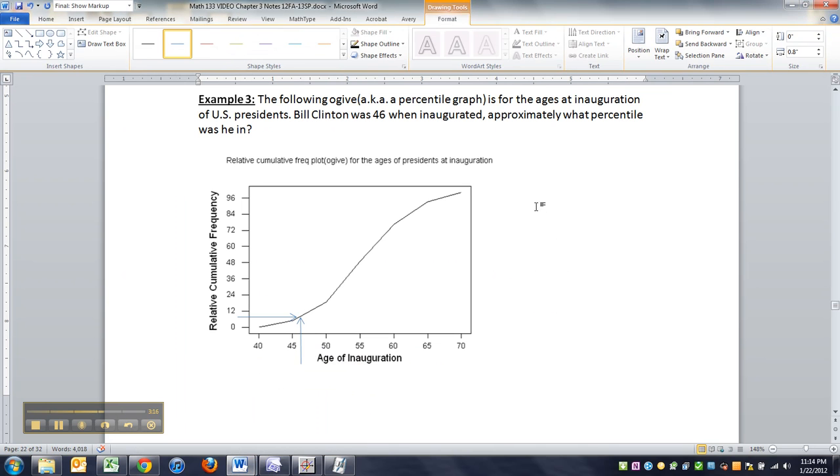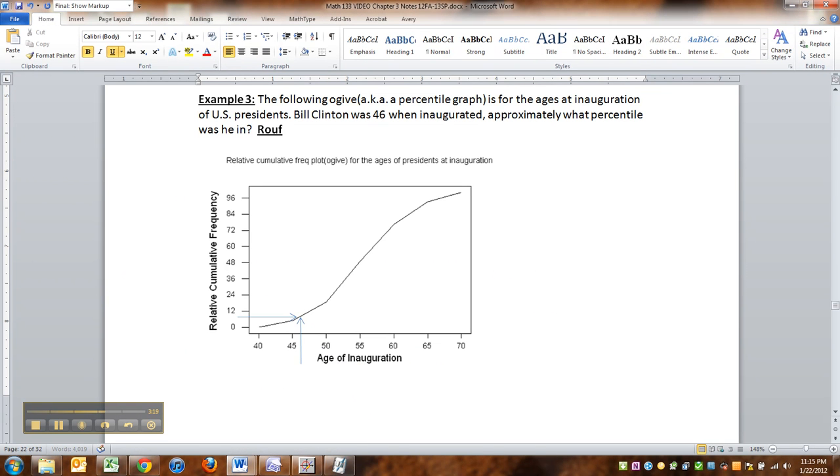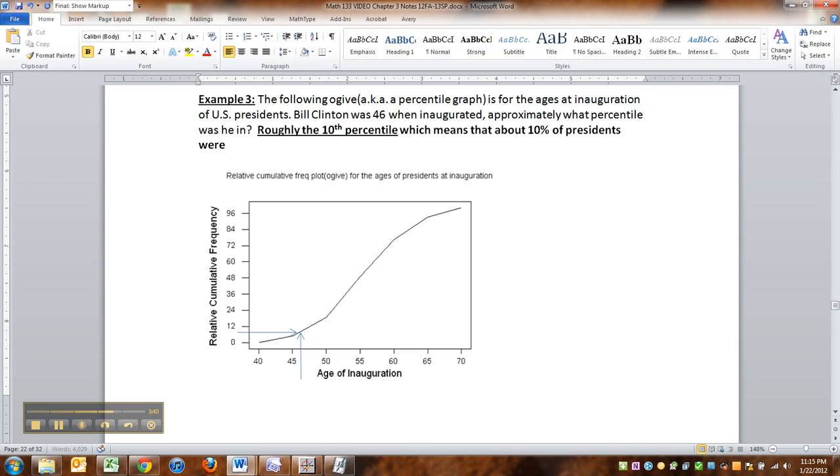Roughly, let's go with 10. All right, what does that mean? That means that about 10% of presidents were age 46 or less when inaugurated. I spelled that right. All right. So about 10% are about his age or less, which means, of course, 90% are older than him, right?